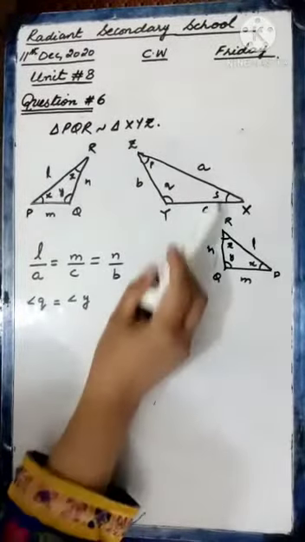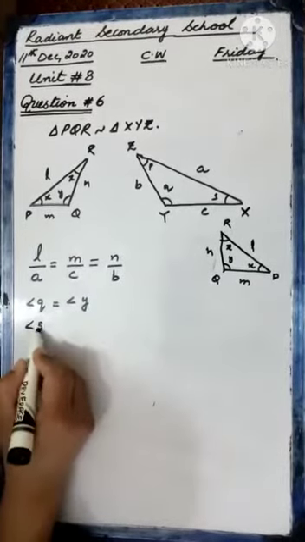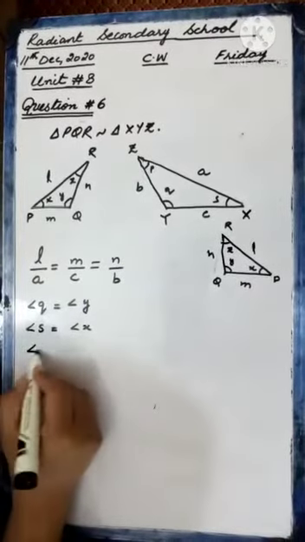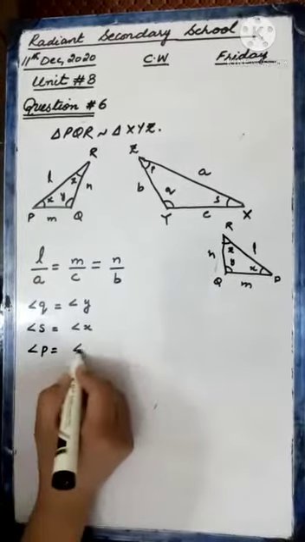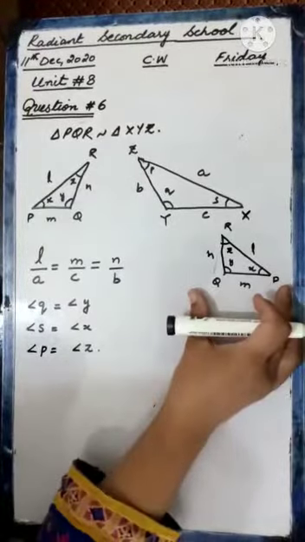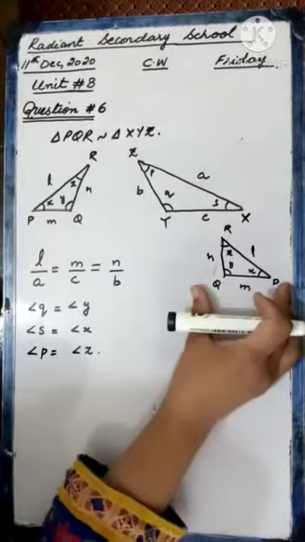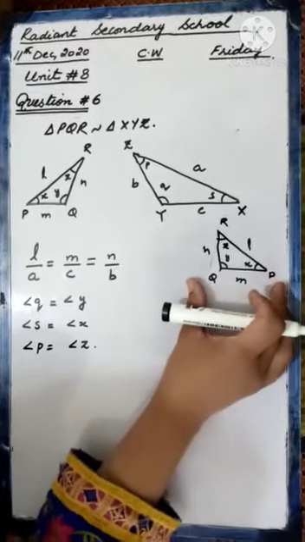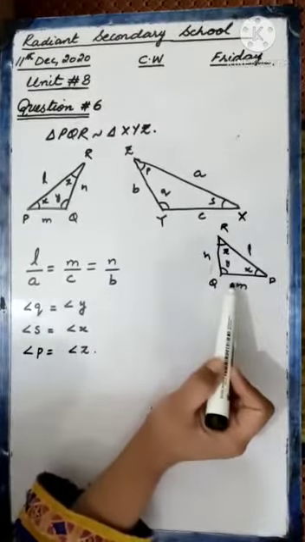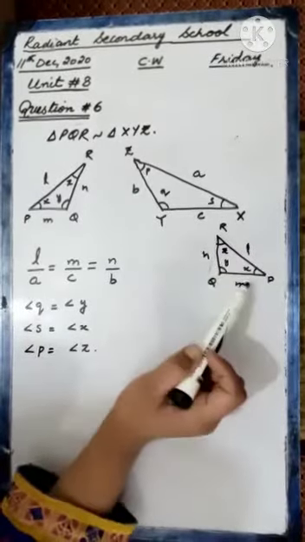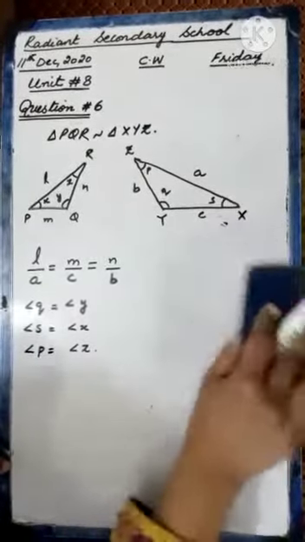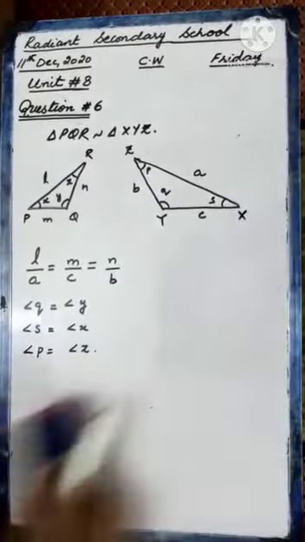Next, angle S will be equal to angle X, and the last one, angle Z will be equal to angle P, or you can say angle P is equal to angle Z. Is it clear? Students, in your solution, no need to make this diagram in the changed direction. This is just for your easiness. If you make the diagram in the same direction, then you can easily find the corresponding sides and corresponding angles. So it is not part of your solution. I just drew this diagram for your easiness.